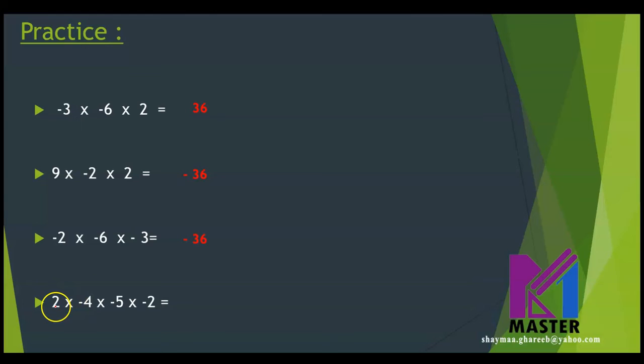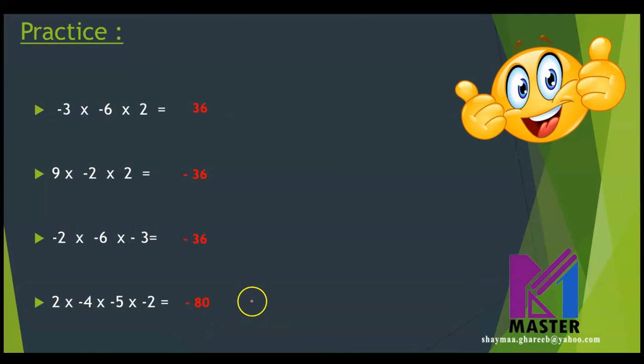The last question here, 2 times -4 times -5 times -2. There are three negative numbers in the sentence. Then the answer will be negative. Let's check the number. 2 times 4 equals 8. 8 times 5 equals 40. 40 times 2 equals 80. Then the answer will be -80.